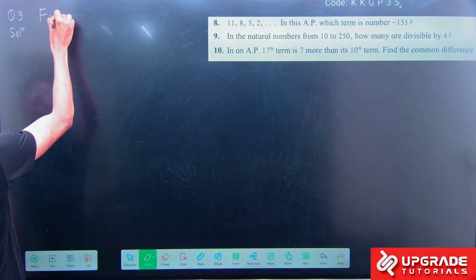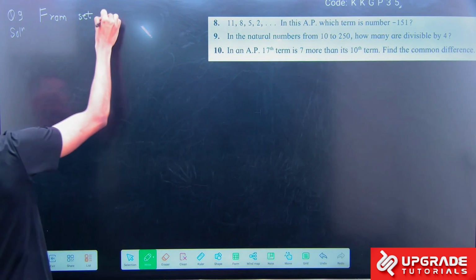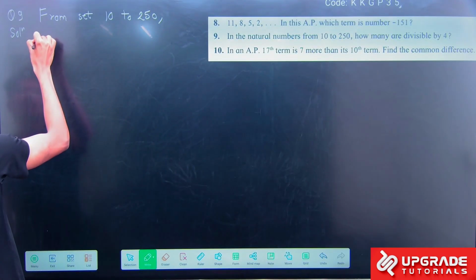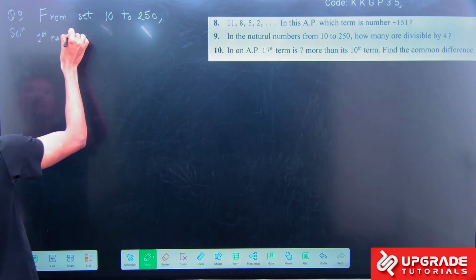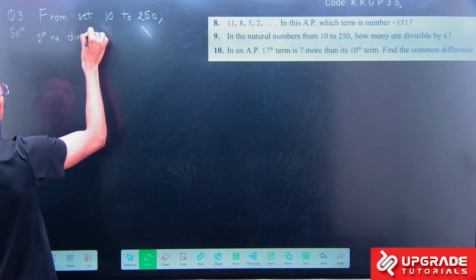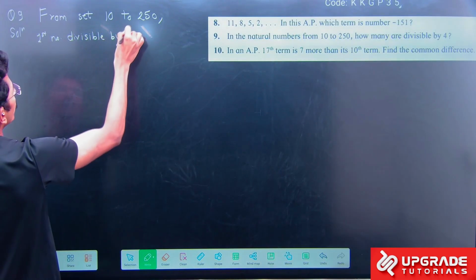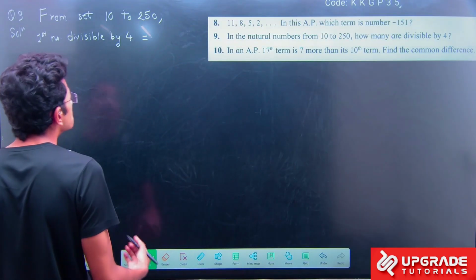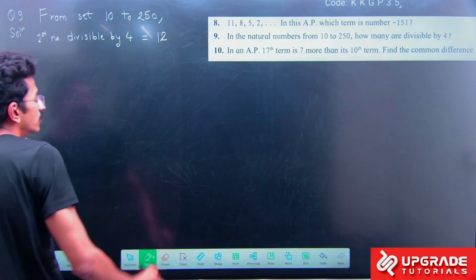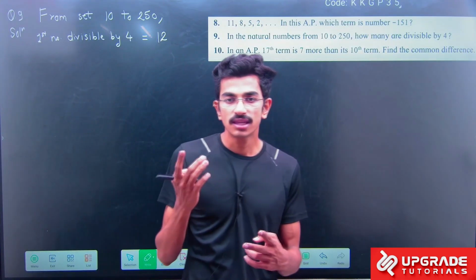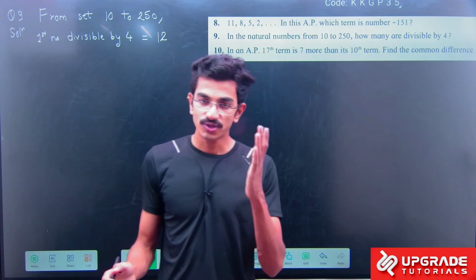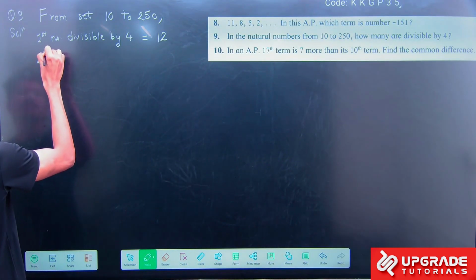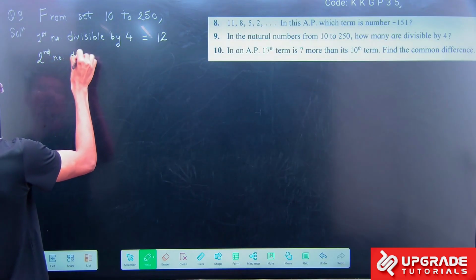From the set 10 to 250, the first number divisible by 4, which is the first number divisible by 4? Obviously it is 12 because 4 threes are 12. You know 4 ones are 4, 4 twos are 8, but they don't come between 10 and 250. So it will be 4 threes, that is 12. Similarly, what will be the second number divisible by 4?